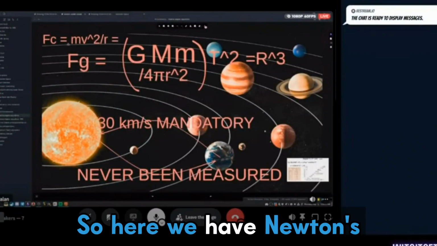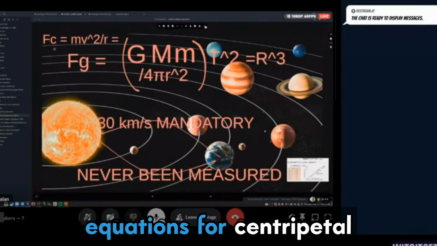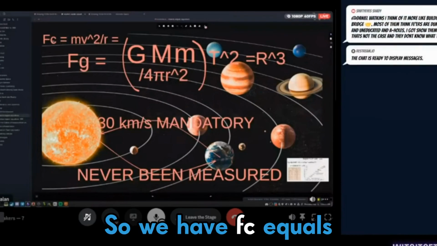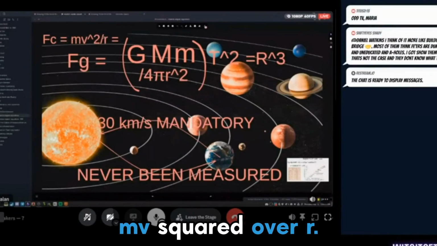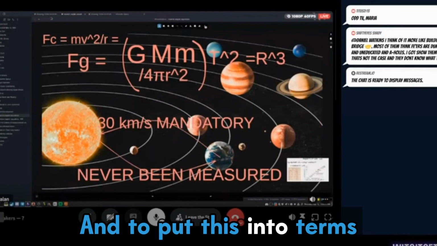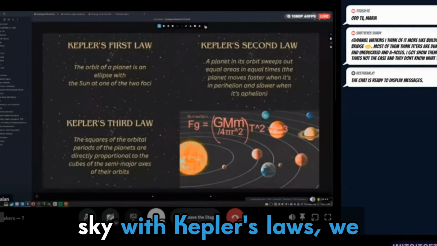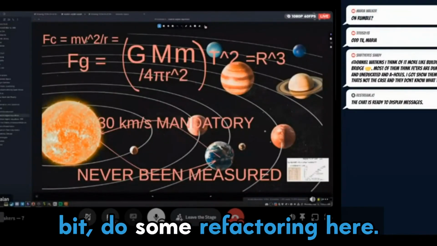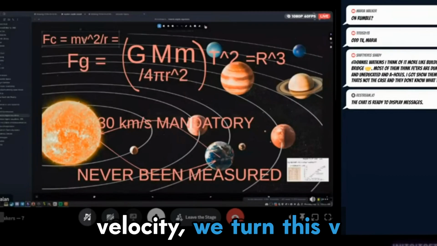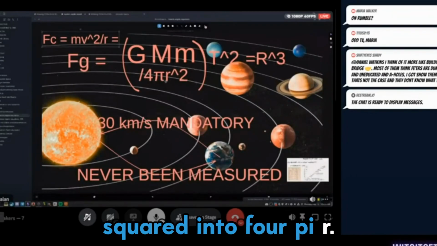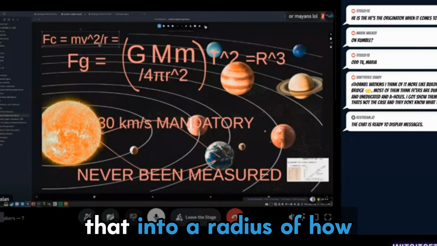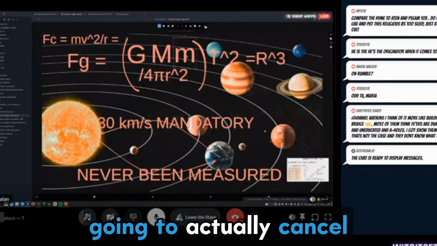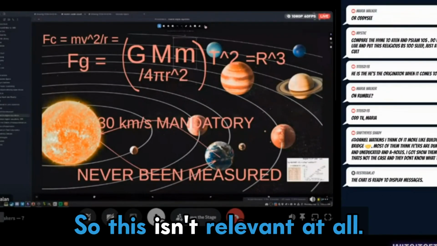So here we have Newton's equations for centripetal force, and it's equal to gravitation, right? So we have F_c equals mv squared over r. And to put this into terms that can be applied to the sky with Kepler's laws, we need to reduce things down and break it apart a little bit, do some refactoring here. So we turn this v squared into 4 pi r, and that's going to turn it into a radius of how fast things are moving in the sky, essentially. And then the m here is going to actually cancel out in the equation, so this isn't relevant at all.